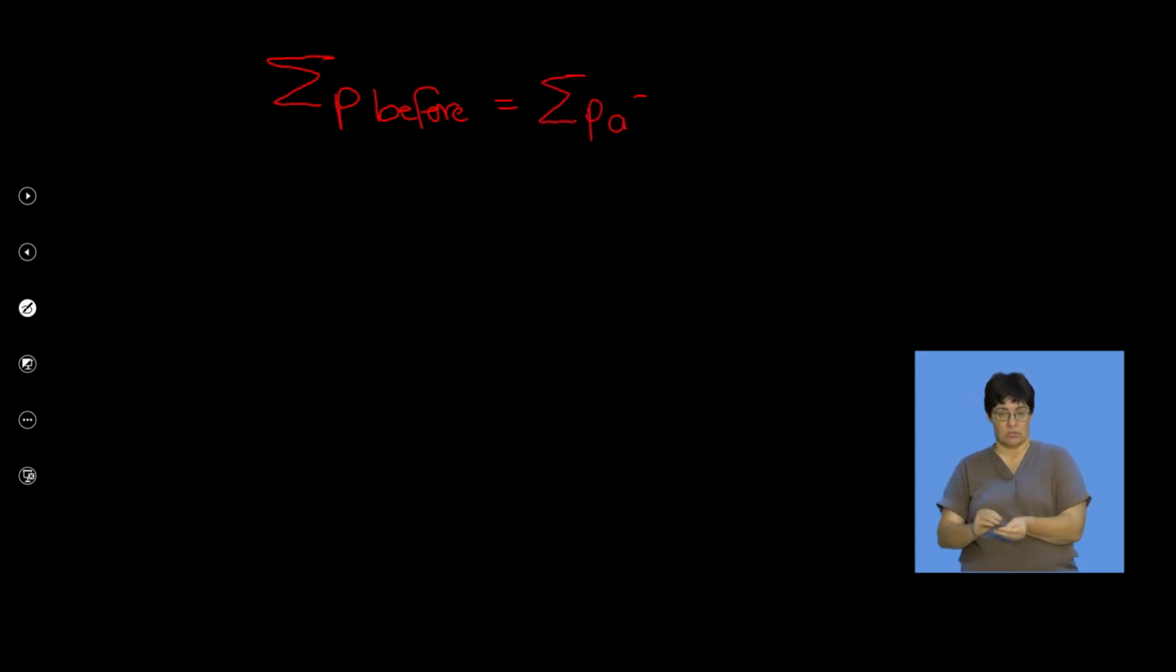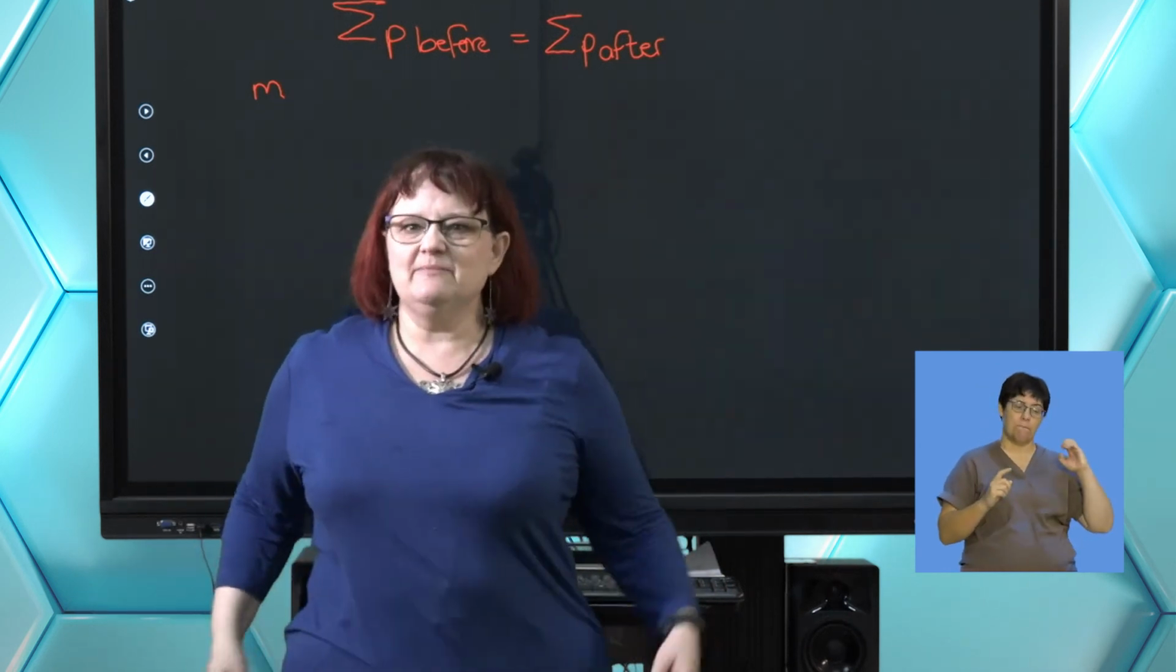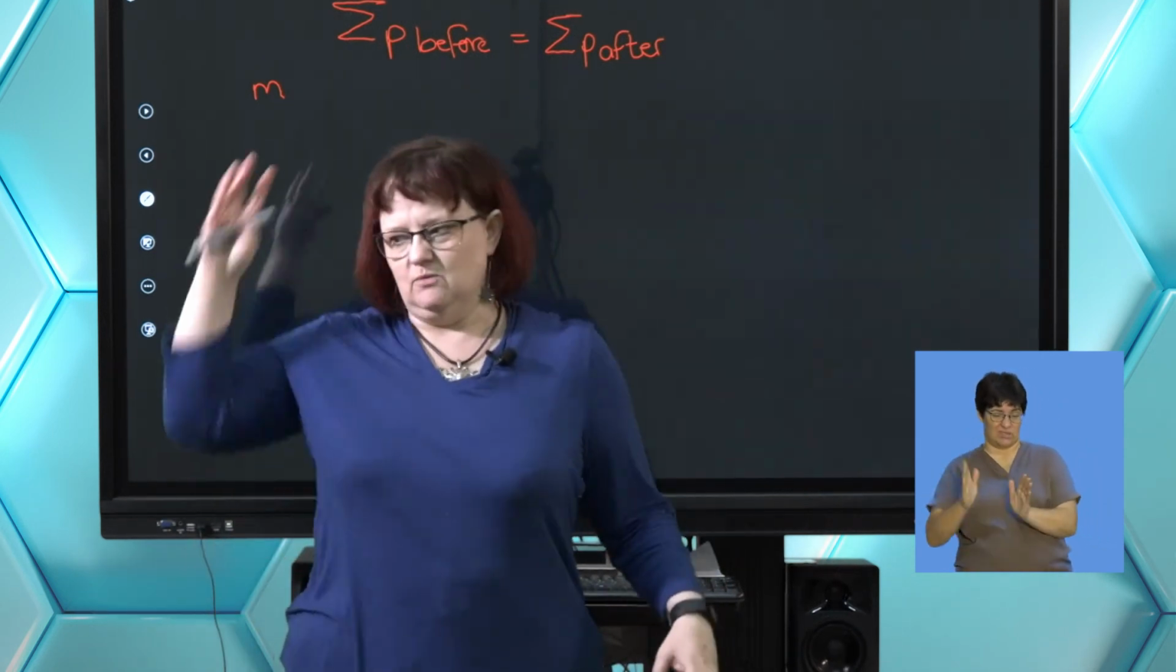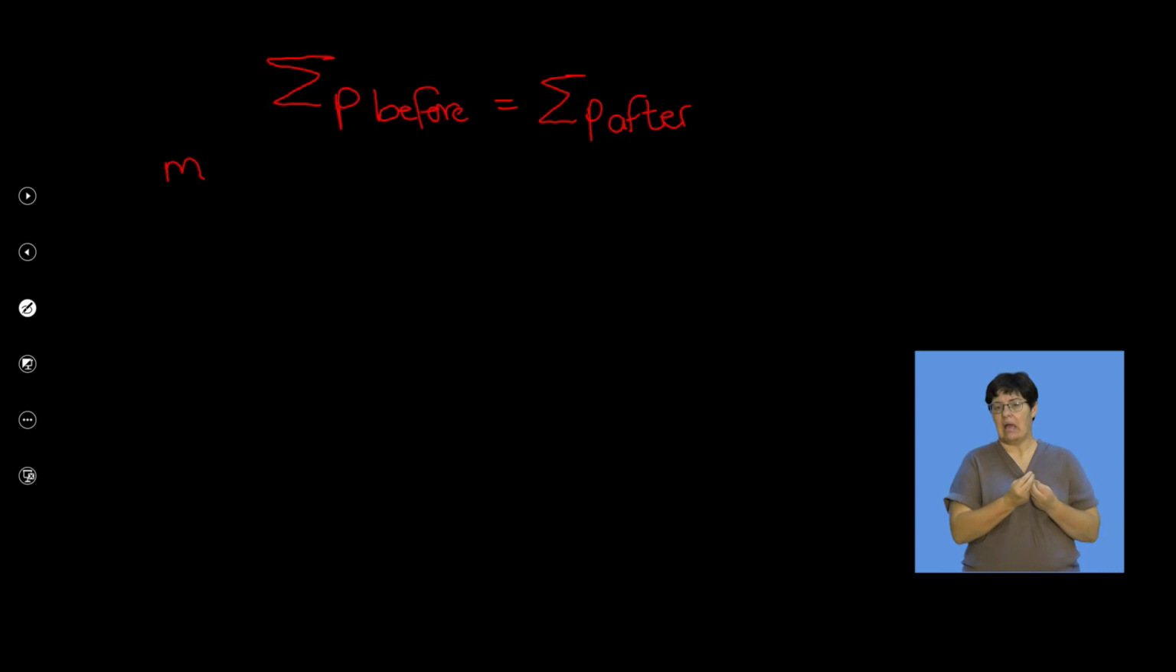My total momentum before is going to equal the total momentum afterwards. So before the collision, we can use m1, m2, etc. But we've got a ball in a container, and sometimes we need to try and keep track of which one was 1 and which one was 2. So I'm going to use subscripts that help me. I'm going to use a little b for the ball, and for the container, I'm going to use a little c.